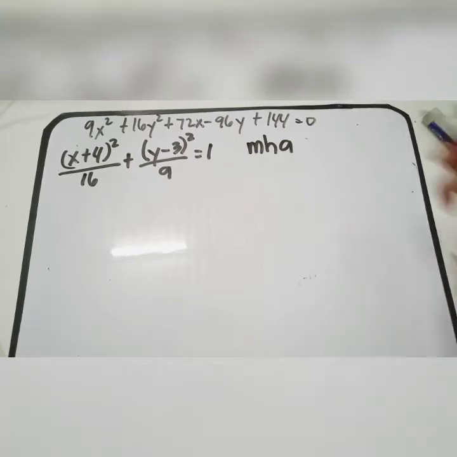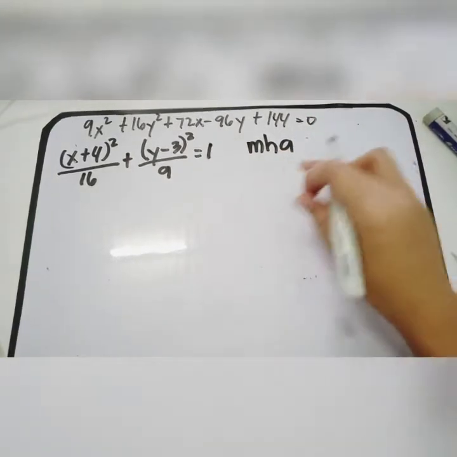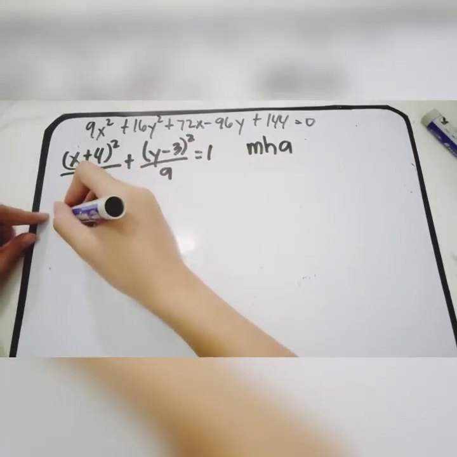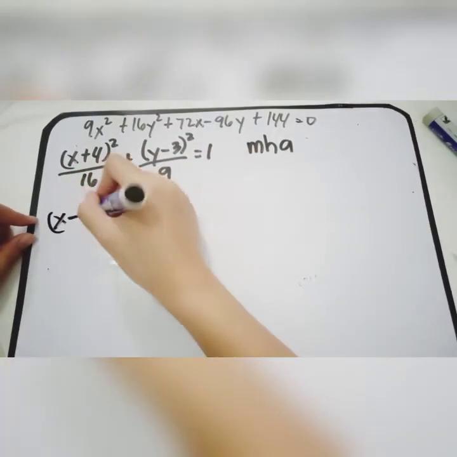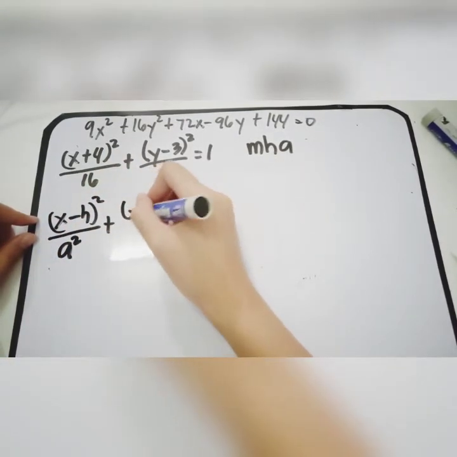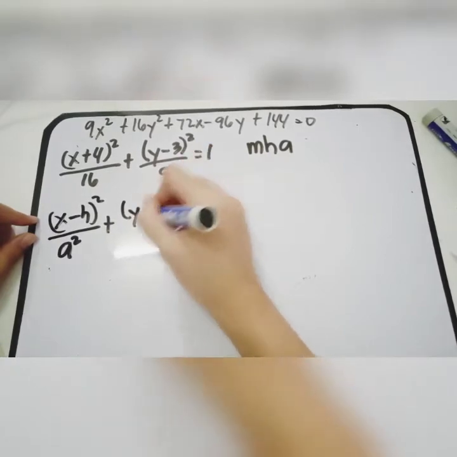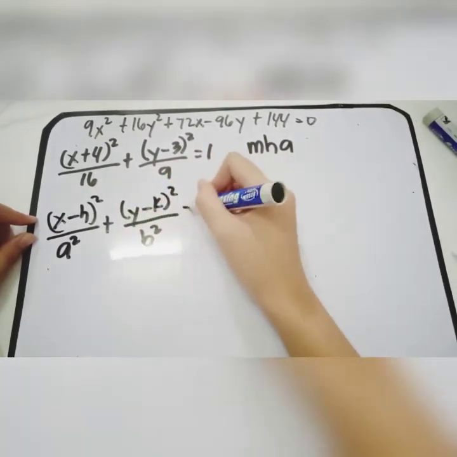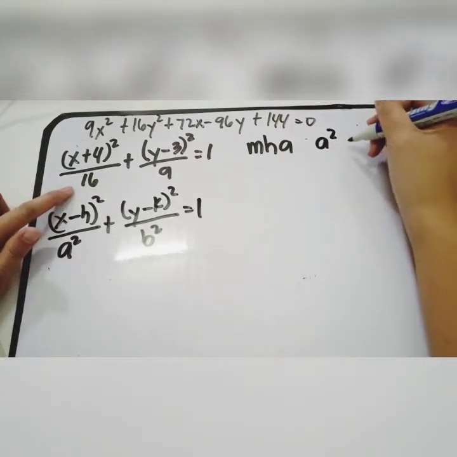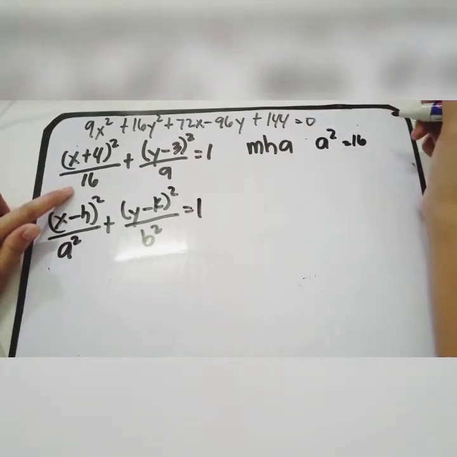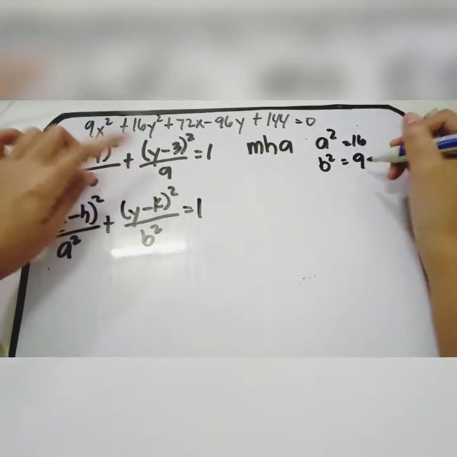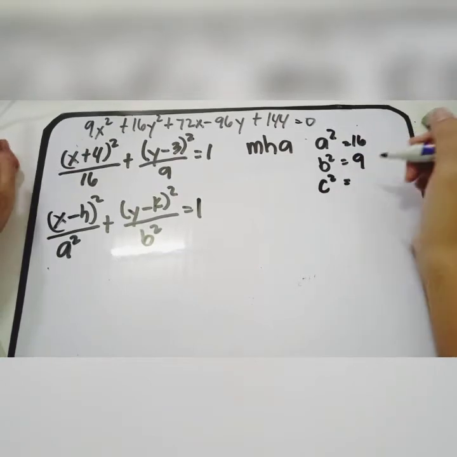So, locate natin si a. So, before that, ano yung equation nito? Standard equation ng major horizontal axis. It is x minus h squared over a squared plus y minus k squared over b squared is equal to 1. So, locate natin si a squared. What is a squared? It is 16. And then, si b squared is 9.